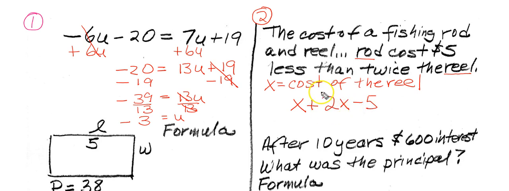Now, if you wanted to put parentheses around this to indicate this is the rod here, you don't have to write that in your answer, of course. And this is the reel. And that would be our second example for today. Now, I want to see this in your notebook.